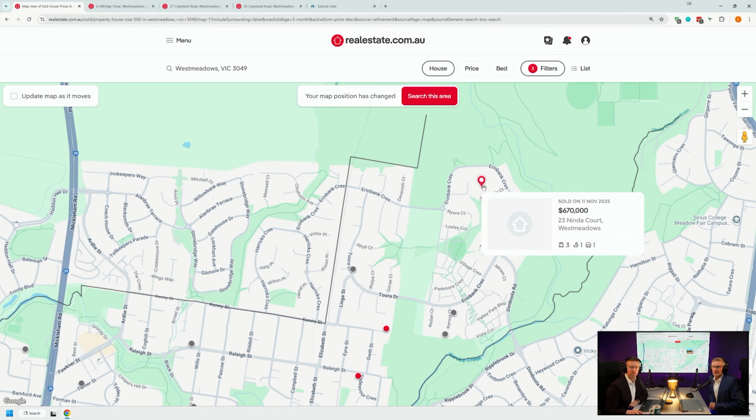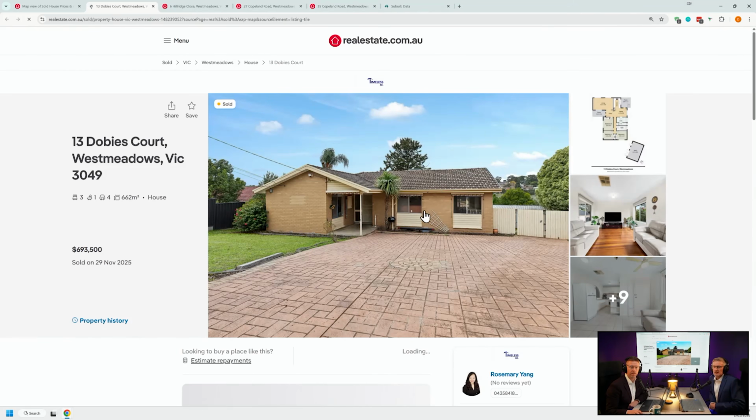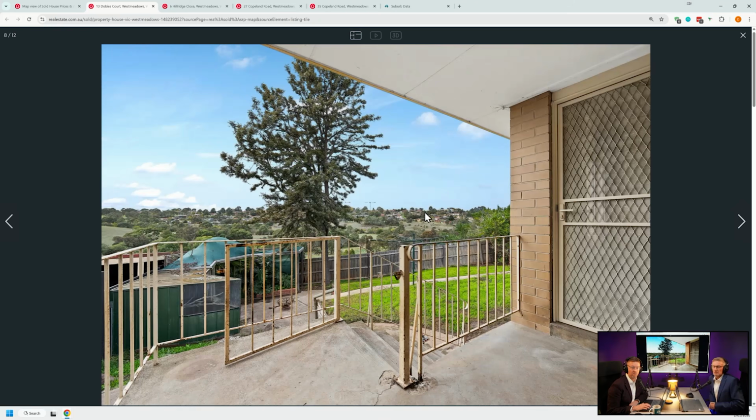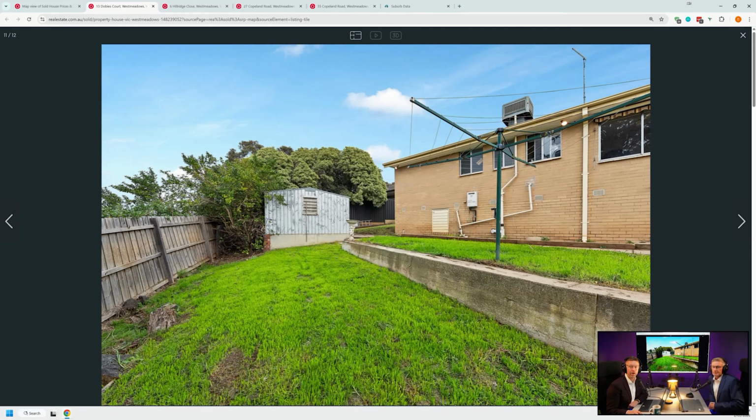610, 690. It's a quiet street. Quiet street, it's still very cheap. Let's have a look at this one over here. Bigger block size, decent condition. So again, there's so many variables to it.